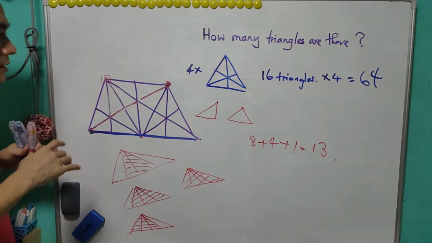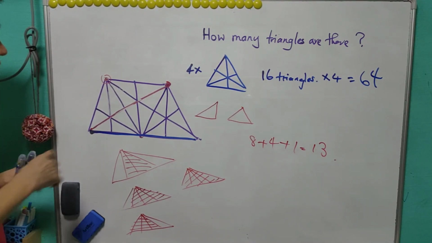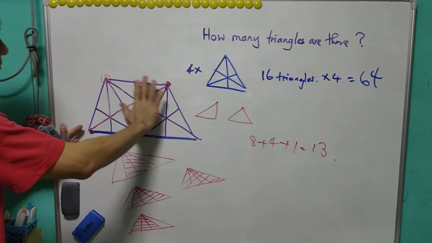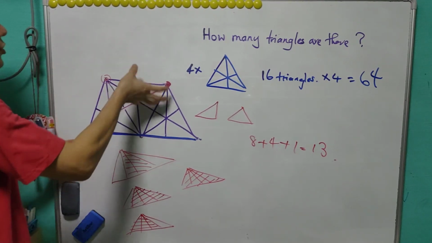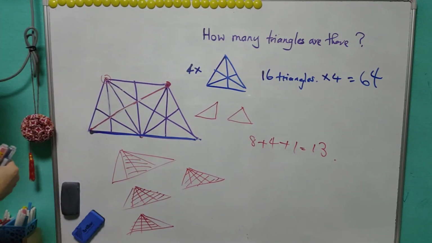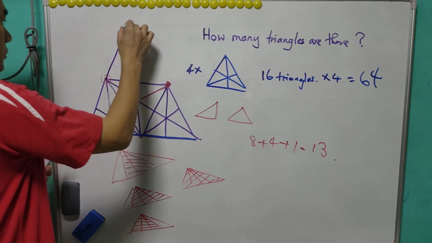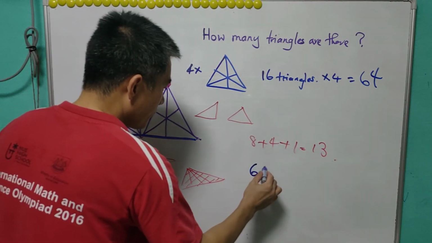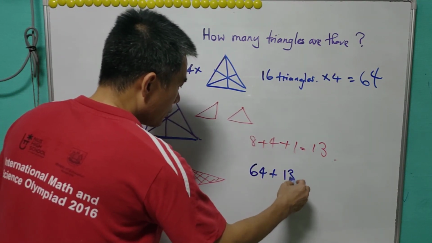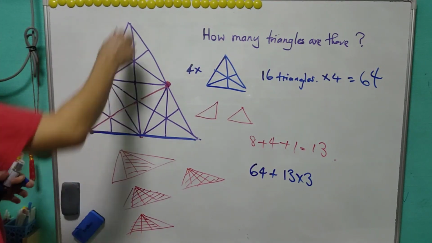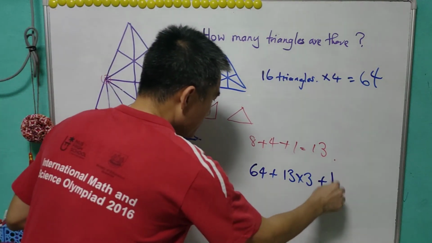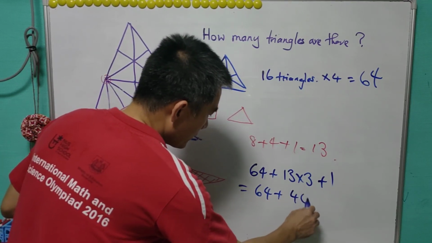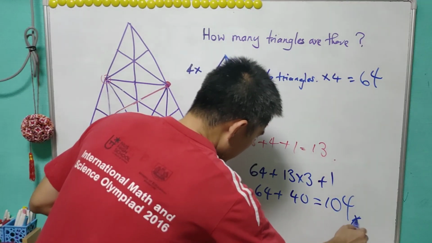If we carefully count, these are the possible triangles that are different from the triangles we have considered previously. And this is only one part of this. By symmetry, we will have 3 times this number of triangles. So let us go back to the original question. The number of triangles will be equal to 64 plus 3 times 13, and don't forget the biggest triangle, that is 1. So 64 plus 39 plus 1 is 104. So the answer is 104.